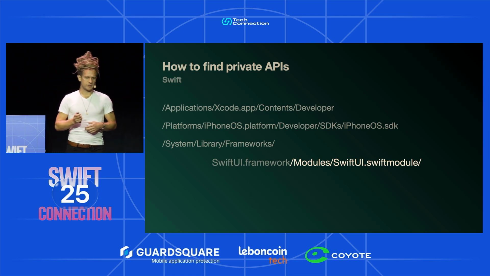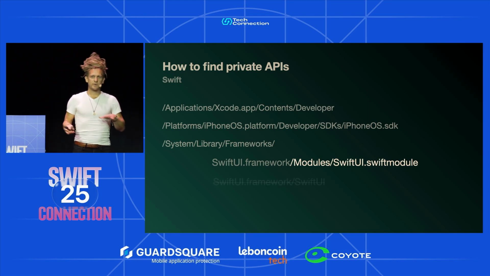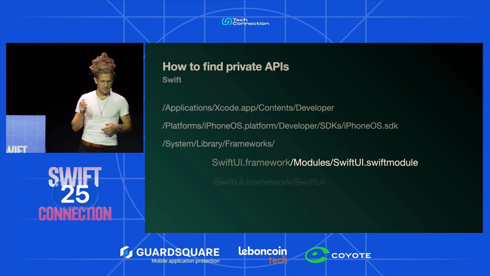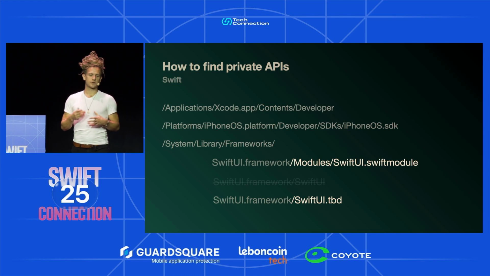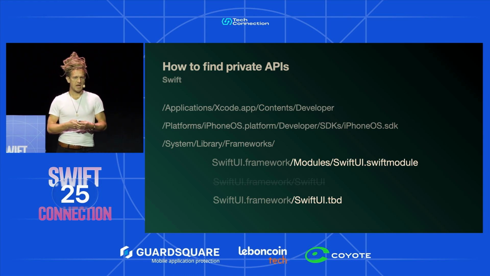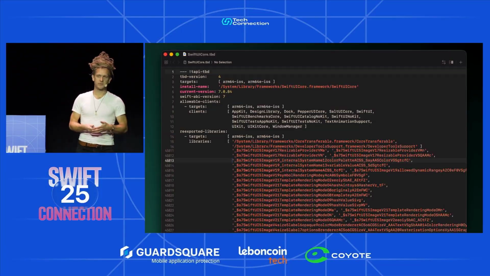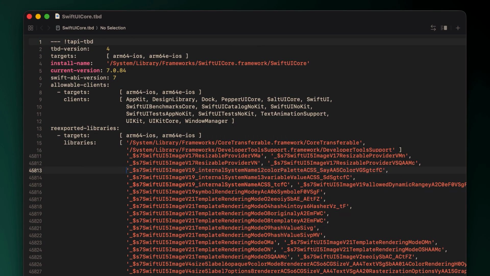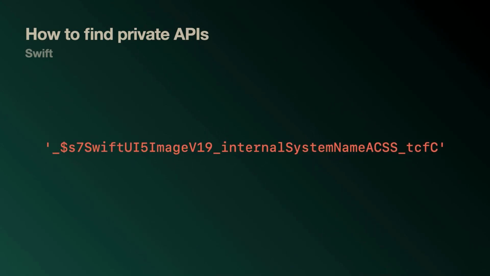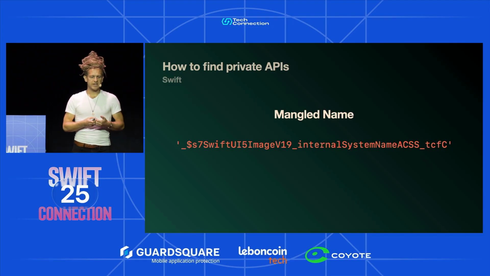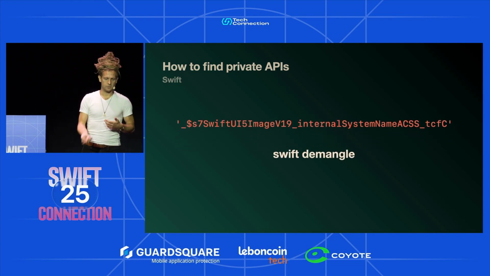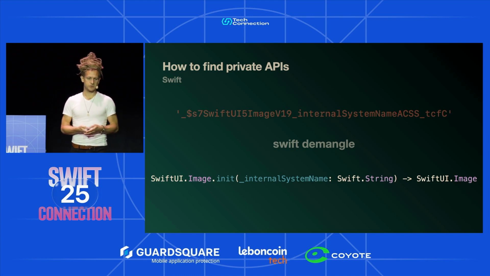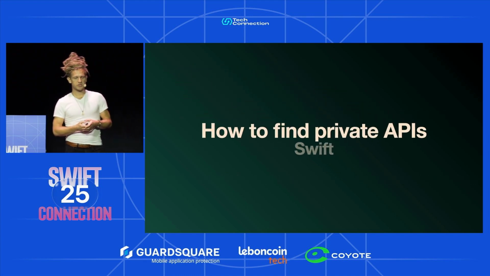But another thing that's cool with Xcode is that since 2015, they removed the binary. So we don't need to use a disassembly tool. Instead, it comes with what's called a text-based description file, and all they do is contain a bunch of symbols that your app can link against. Those symbols are called mangled names. They're pretty human readable, but we can make it a bit better using a tool called SwiftDemangle to obtain an actual Swift function. And that is pretty much one way to find private APIs in Swift.